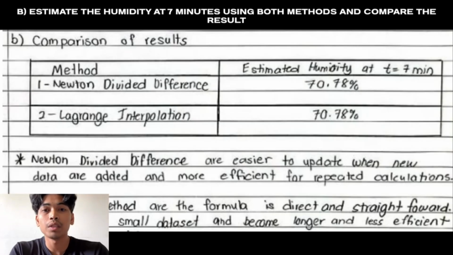For the next question, B, for comparison of results, we can conclude that the Newton divided difference method is easier to update when we have new data added and more efficient for repeated calculations. While for the Lagrange method, the formula is direct and straightforward and just suitable for a small data set. So that's all from me.